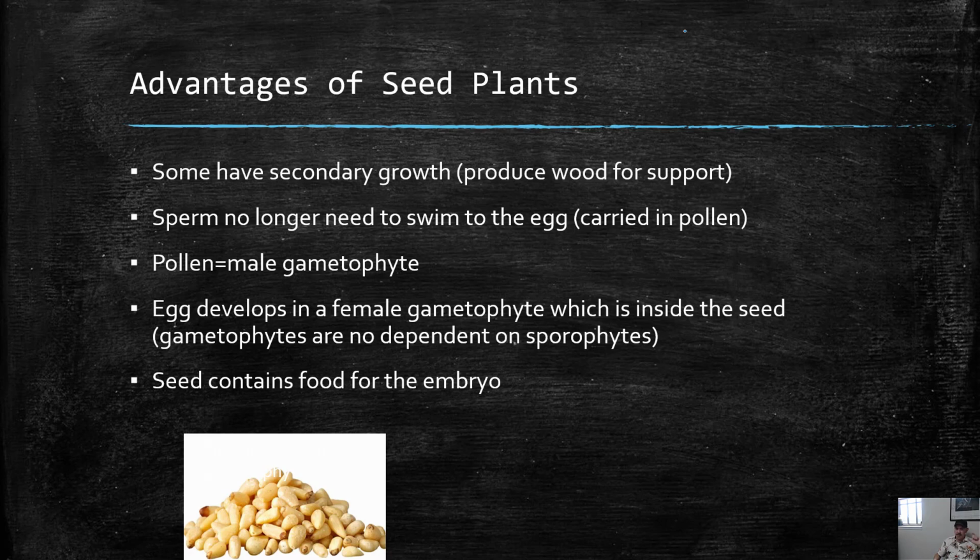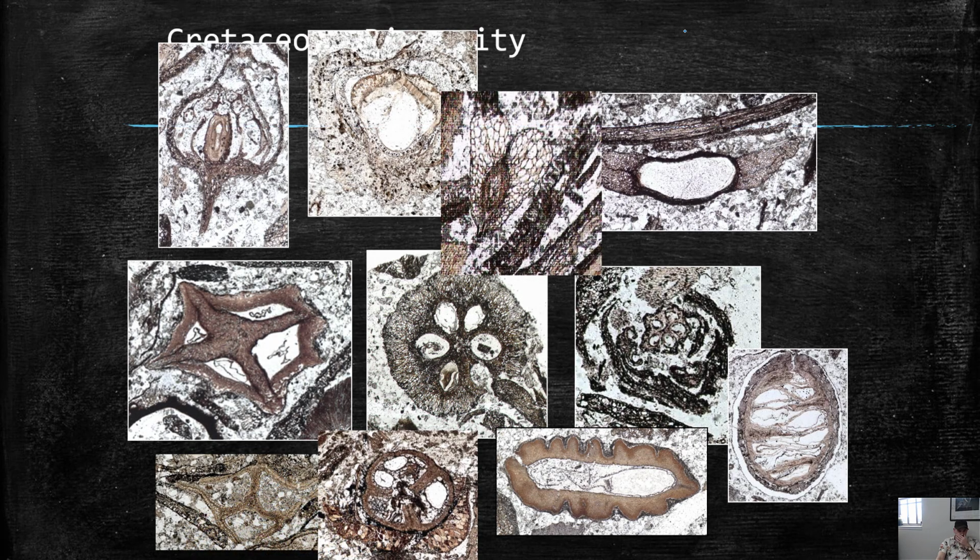So seeds are this amazing packet, and seeds can be eaten by animals and then pooped out miles away and spread by animals. So there's tons of opportunities for seed plants to spread themselves around. And just to show you here, here's a bunch of flowers and fruits and things from the Cretaceous fossil site that I worked on for my master's degree.